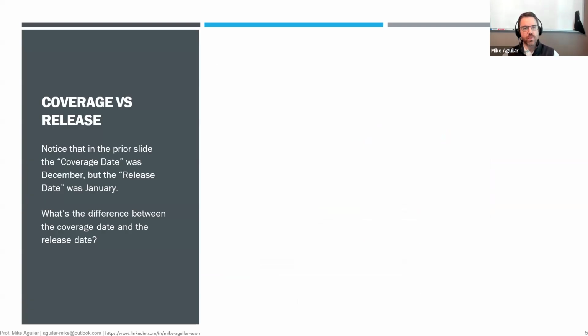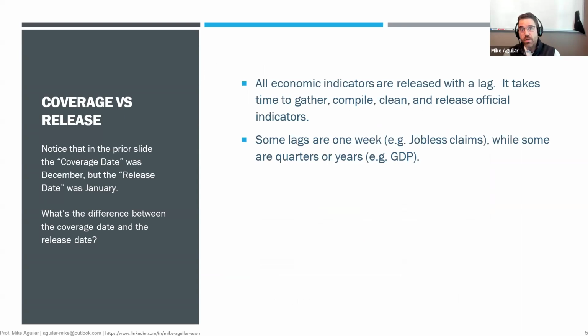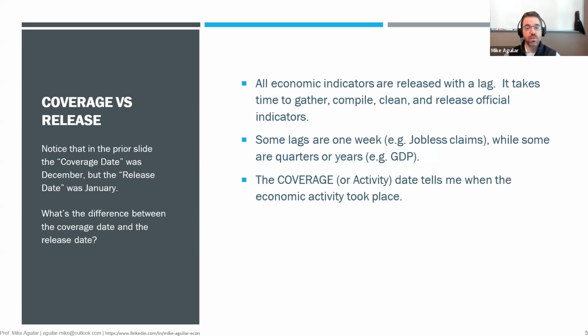A couple of pointers and further explanations. I want you to be sure you can isolate coverage versus release date. All the economic indicators are released with lags. You have to gather the information, compile it, clean it, and then release it. They're embargoed until a particular release date to ensure that we have clean data. Sometimes the lags are a week, sometimes they're quarters or even years, but it's still new information to you. It doesn't mean that it's new activity, but it's still new information.